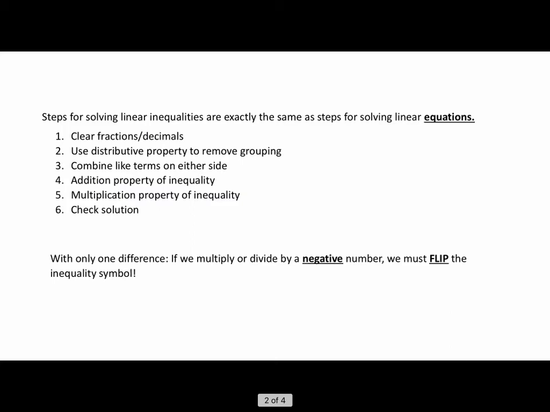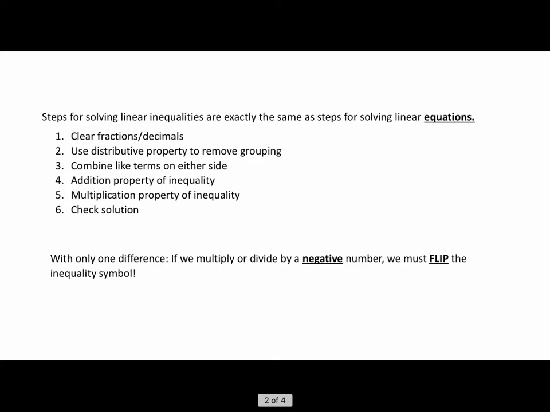So steps for solving linear inequalities, same steps as solving linear equations. First, you can clear the fractions or decimals. It's optional, but a very good step to take. I always use it. Step 2, you have to use the distributive property to remove grouping. And sometimes that leads to like terms on either side. You want to combine those in step 3. And step 4 is to actually move terms by oppositing them from both sides of the inequality symbol. And step 5 then is to get that variable to be the only factor on its side of the inequality statement by multiplying the reciprocal or undoing the operation that's being done to it.